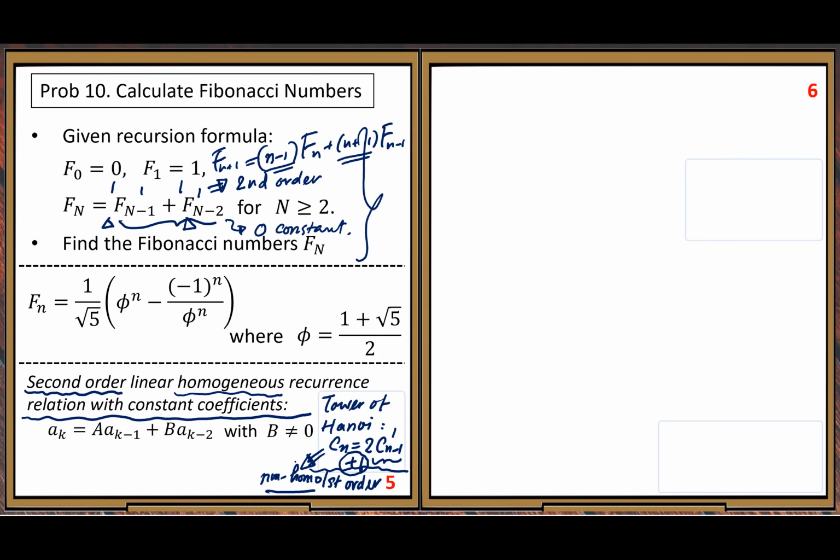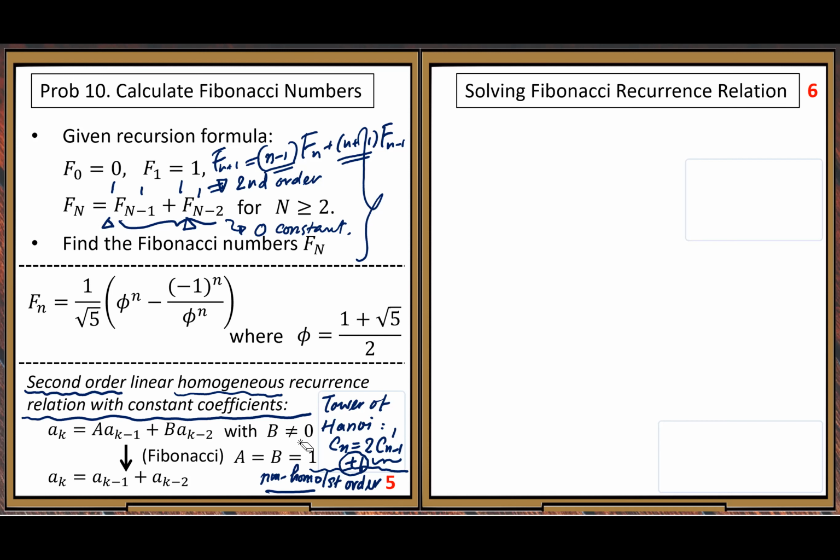For the Fibonacci case, capital A and capital B both equal 1. So you can see that's the simplest case. Now let's go through the procedure for solving this problem.